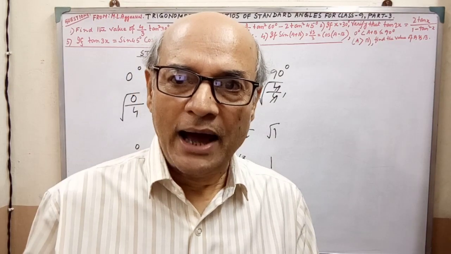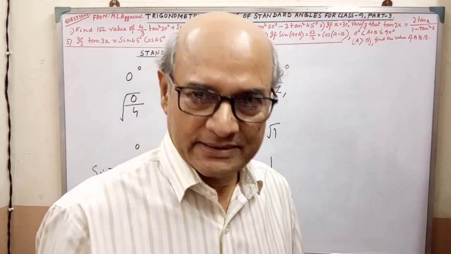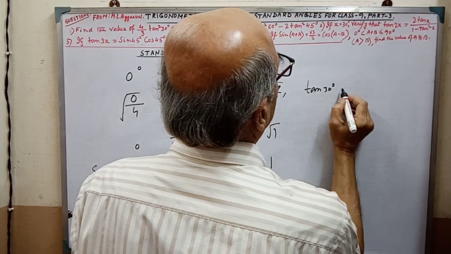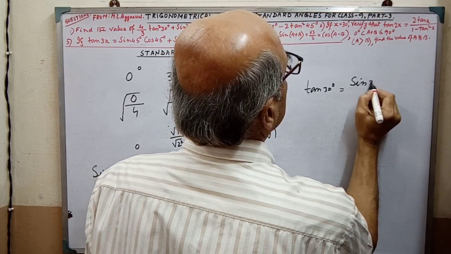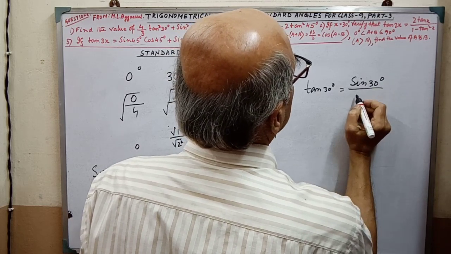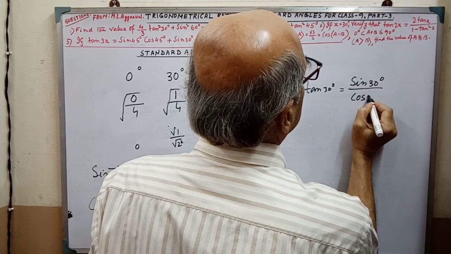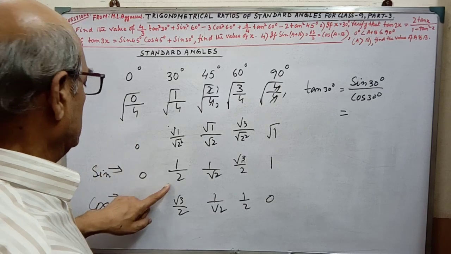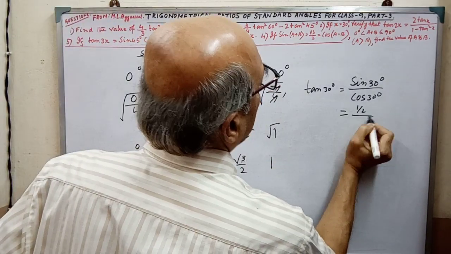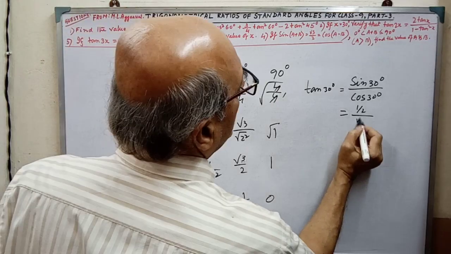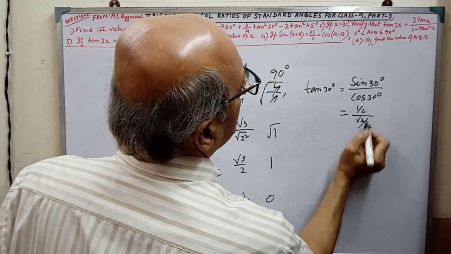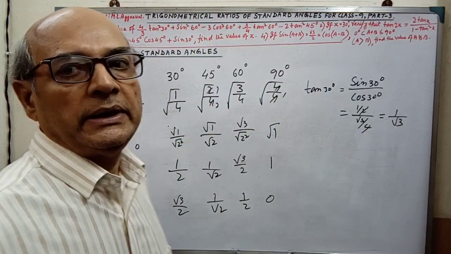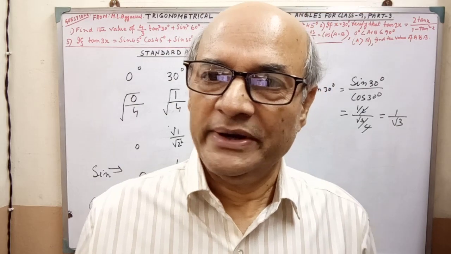After knowing these two, other 4 ratio easily you will get. See, suppose tan 30 degrees value you want to know. We know very well, tan 30 degree equal to sine 30 degree by cos 30 degree. Value of sine 30 degree, that is half, and value of cos 30 degree root 3 by 2. So 2 and 2 will be cancelled, then the value of tan 30 degree will be 1 by root 3. In this way, other ratio easily you will get.